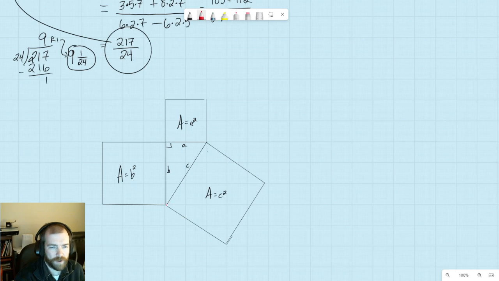Draw a line going from this point to that point. Come on, really? There we go. To this point. Now take this triangle here and it will be equivalent to this triangle on this side by the side-angle-side theorem.